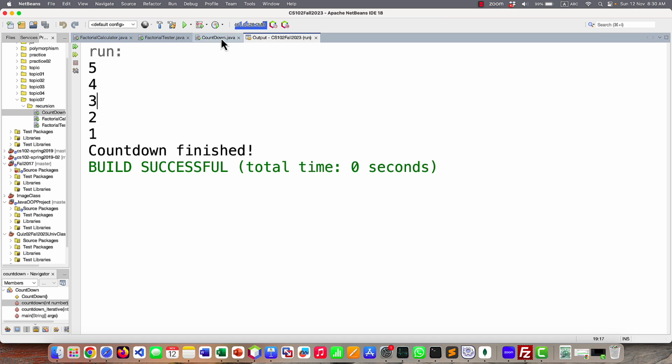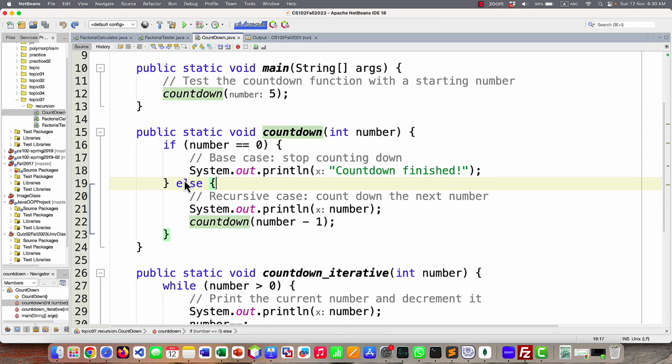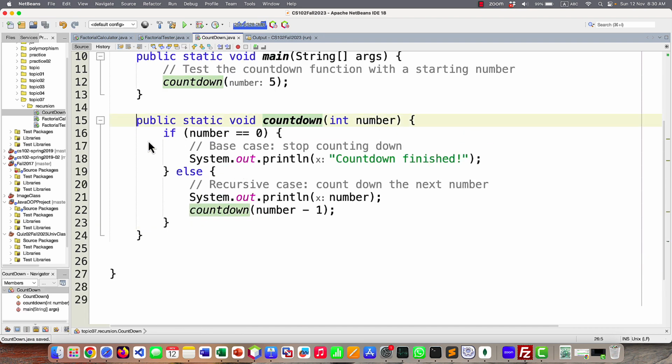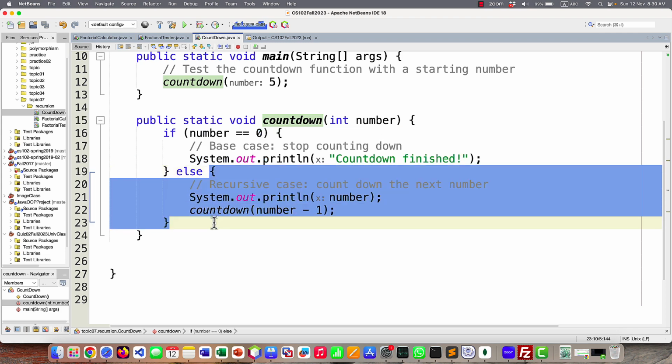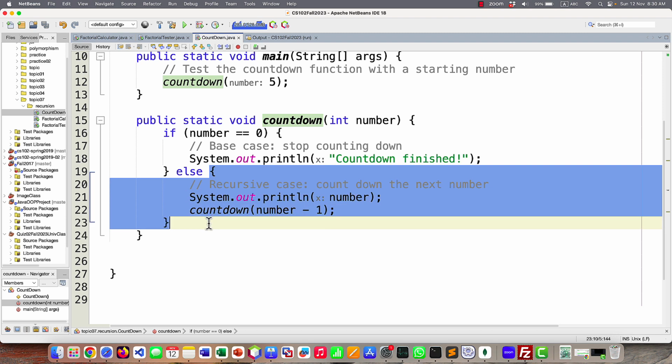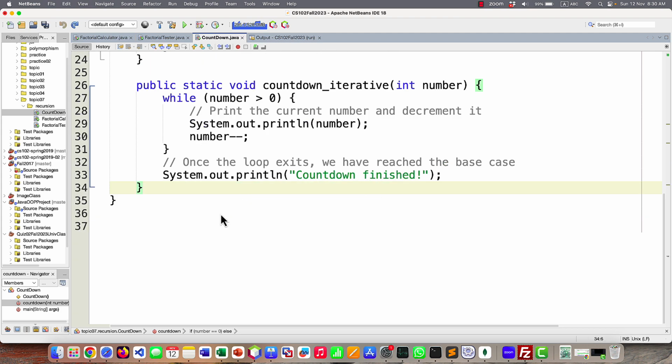There is no for loop now. This one I'm not using right now. I'm using just countdown, and countdown is calling itself. So it's a method that calls itself. We have here a base case and a recursive case. So all you need to do to solve a recursion problem is to find the base case and also the recursive case and put them together so that they converge to the solution. Okay, let me do another example now.